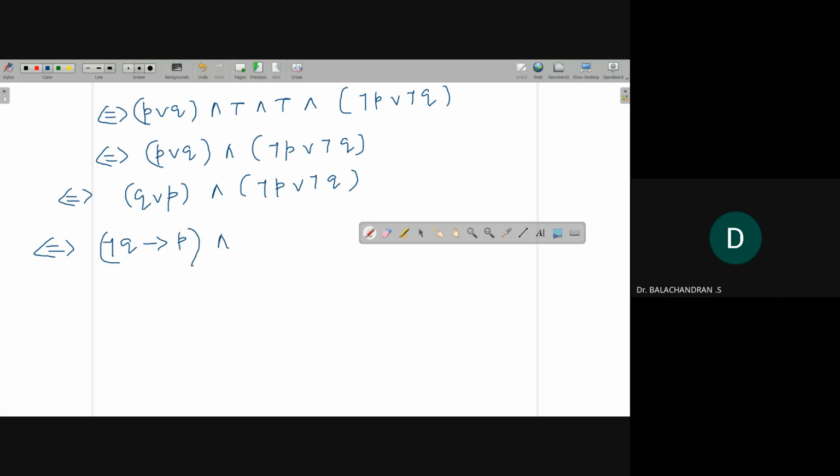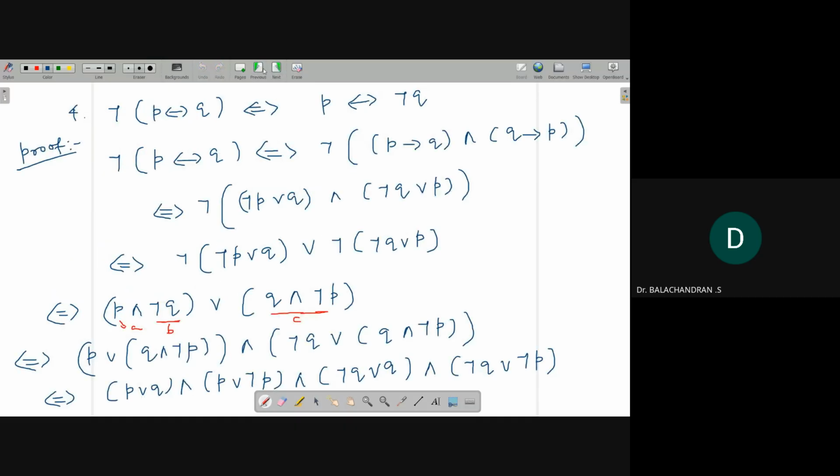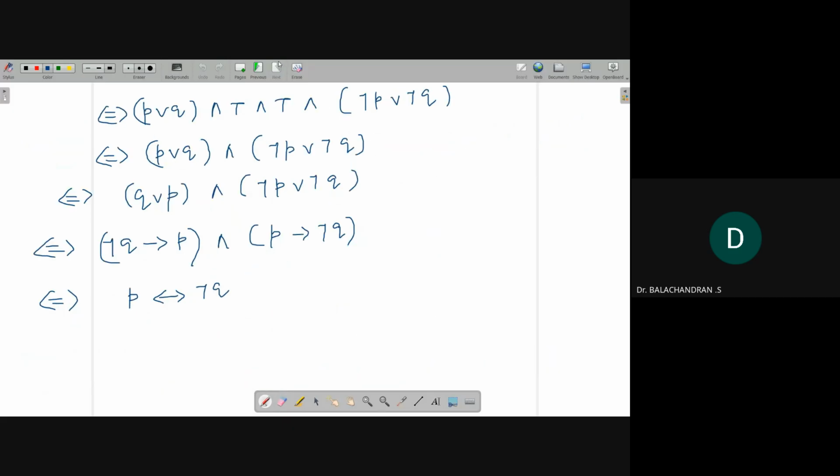And this one you can write as P implies negation Q. So from this you can easily write P implies negation Q and negation Q implies P is P biconditional negation Q. So this is the final result we need: P biconditional negation Q. You can check it. So next we'll move to the problems. First problem.